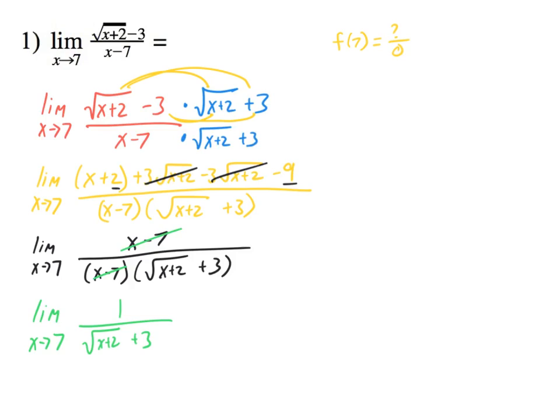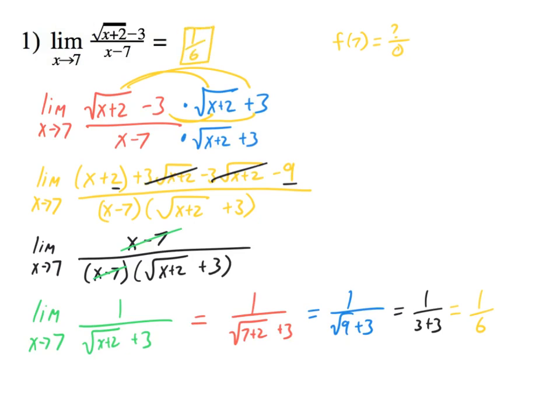It's kind of different. But now, since we dropped something out, can we plug in our number? Let's try plugging in 7 now. That would be the square root of 7 plus 2, plus 3. What do we have here? That would be 1 over the square root of 9 plus 3, which is equal to 1 over 3 plus 3, which gives us 1 over 6. So the answer to this problem is 1 over 6.